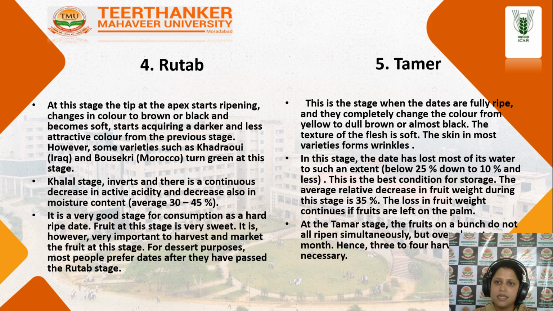Now the last stage is the Tamar stage. This is the stage when the dates are fully ripe and they completely change the color from yellow to dull brown or almost black. The texture of the flesh is soft, the skin is smooth. In most varieties it forms wrinkles. In this stage, the date has lost most of its water to such an extent, below 25% down to 10% and less. This is the best condition for storage. The average relative decrease in fruit weight during this stage is 35%. The loss in fruit weight continues if fruits are left on the palm.